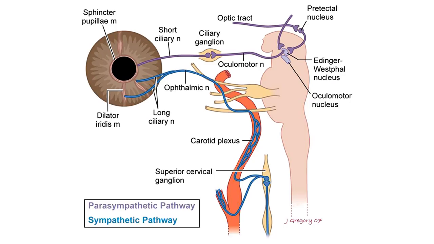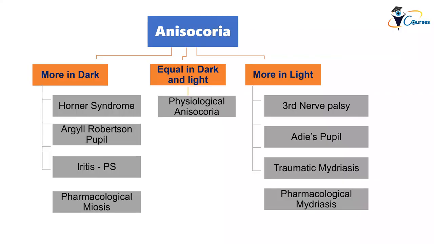Okay, so based on this understanding, let's see what is the differential diagnosis of anisocoria. Anisocoria could be more in dark, or equal in dark and light, or more in light. Equal in dark and light is physiological anisocoria. Actually, there is a normal population which has physiological anisocoria. First let's analyze the word anisocoria. A is absent, iso is equal, coria is pupil. So it is absence of equal pupils, or a difference in the pupil size between both eyes.